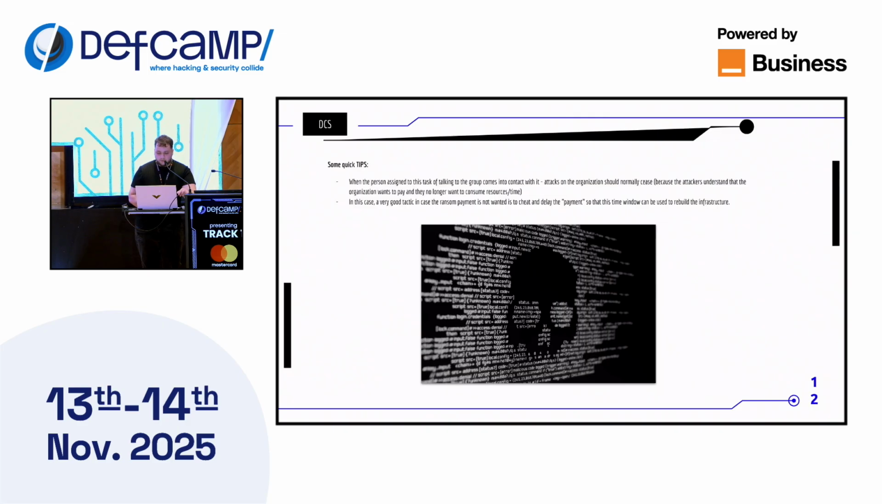And another quick tip, and a pretty important one, is that when the person from the victim organization gets in contact with the ransomware group, the attacks on the organization should normally cease, because the attackers understand that the organization wants to pay and they no longer want to consume resources and time. In a real-life incident that we had, one of my colleagues was able to delay the ransomware payment for like 5 or 6 weeks, and in this time window, we were able to build the infrastructure, recover the files, the backups, and so on, and they didn't need to pay the ransom anymore.